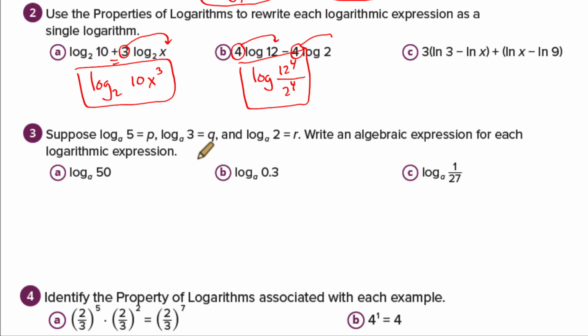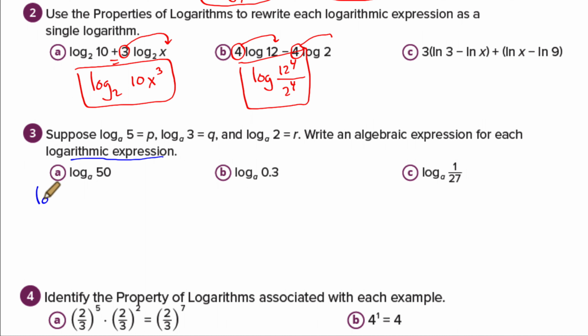Okay, and our last part, let's look at 3a. We'll do 3a and 3b. Suppose that log base a of 5 is p, log base a of 3 is q, and log base a of 2 is r. Write an algebraic expression for each logarithmic expression. So here's what they want you to do. They want you to look at 50 and break it up into 5s, 3s, and 2s. And then after you do that, then you can write several logs that will represent log base a of 50.